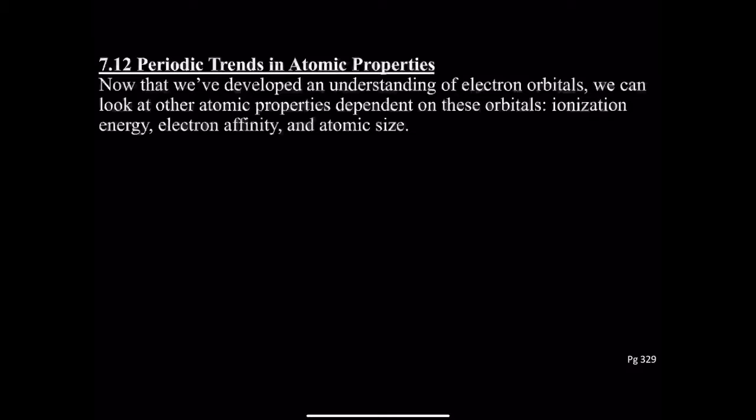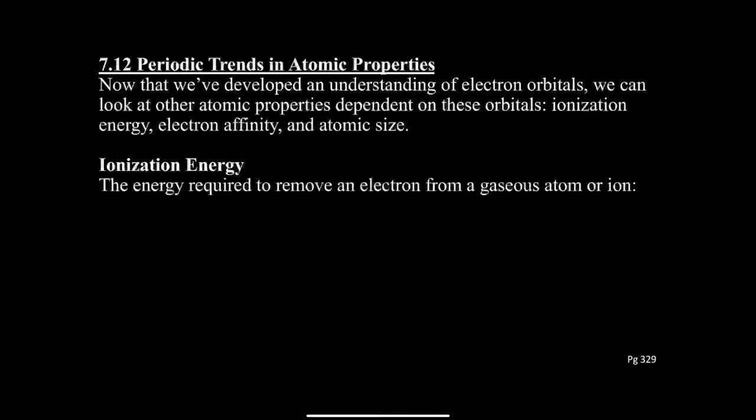So let's look at some periodic trends in atomic properties. We've developed an understanding of electron orbitals, right? And I'm actually going to send you out a video pretty soon about those electron orbitals, giving another look at them with a quirky scientist guy on YouTube that I am really enjoying. But we can also look at other atomic properties depending on these orbitals. So there are things that we can find out like ionization energy, electron affinity, and how big the actual atom is, so that we can know all this information based off of where an atom is on the periodic table and how many electrons it has.